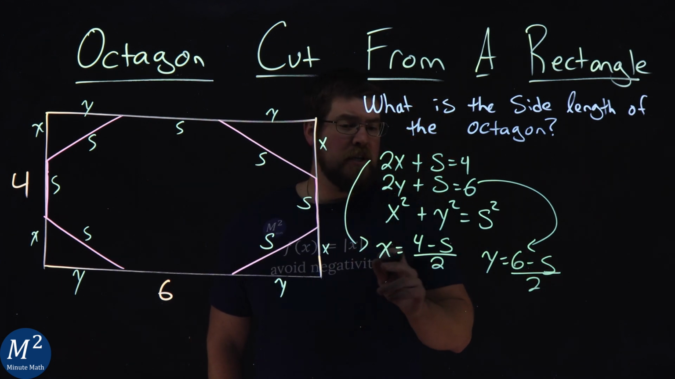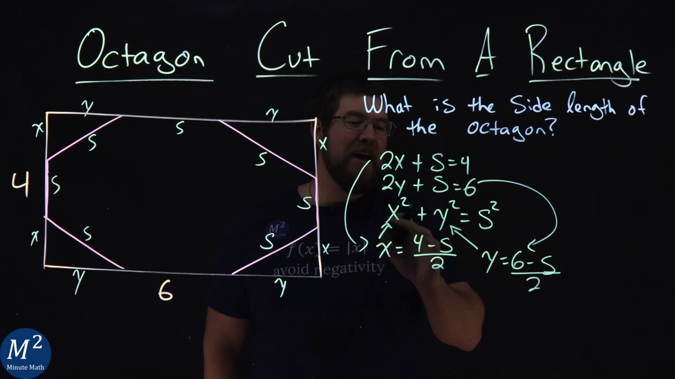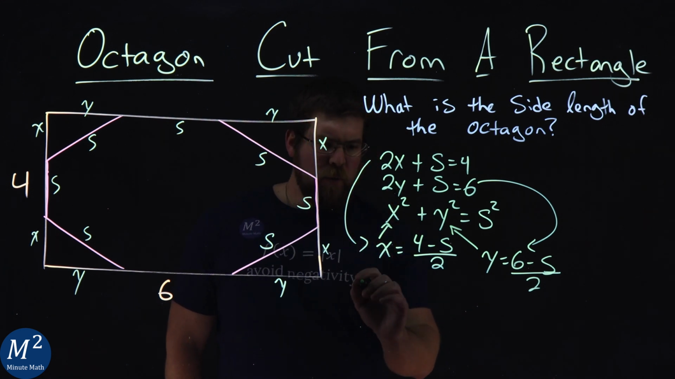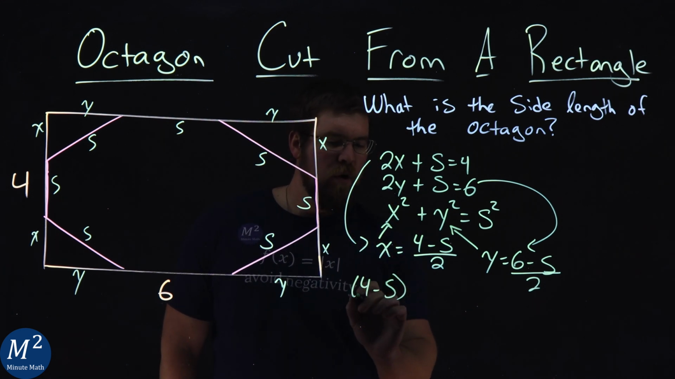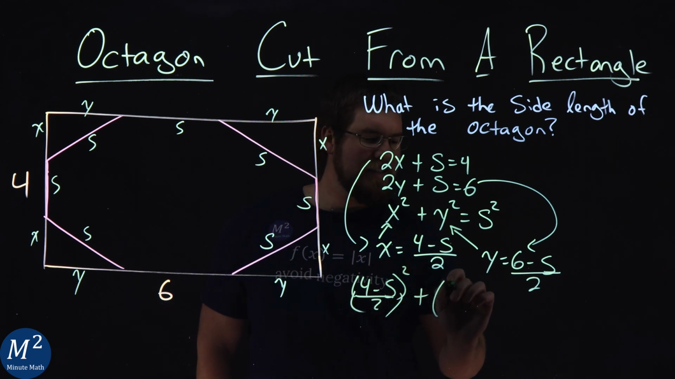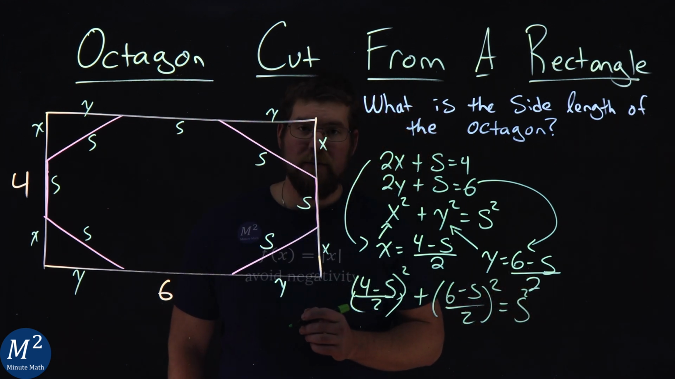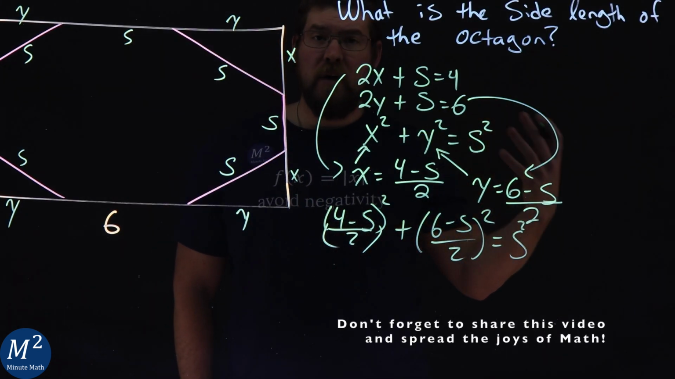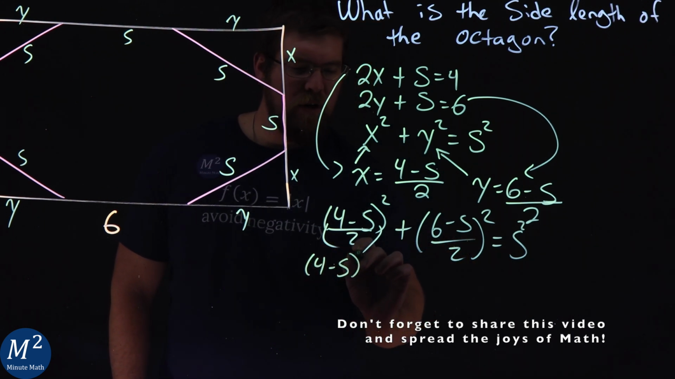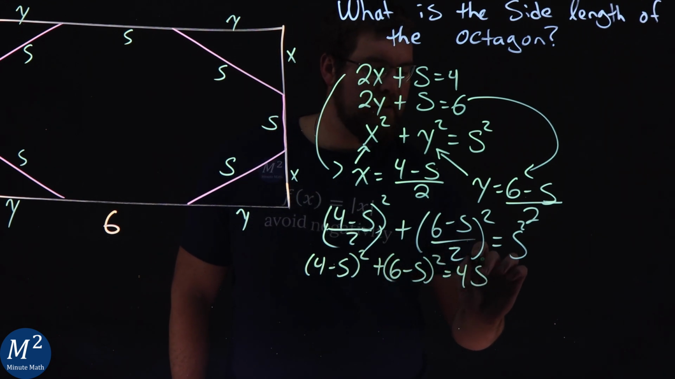Now with these two parts, we're going to plug them back in for the corresponding X and Y values in our third equation, and we'll have one equation with just the variable S in it. So we have ((4 minus S) over 2) all squared, plus ((6 minus S) over 2) all squared, is equal to S squared. Now I can multiply both sides of the equation by 4, which gets rid of the 2 squared in the denominator, and we have (4 minus S) all squared plus (6 minus S) all squared is equal to 4S squared.